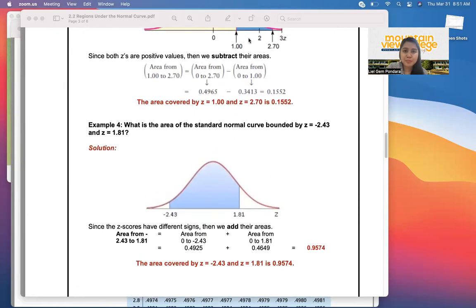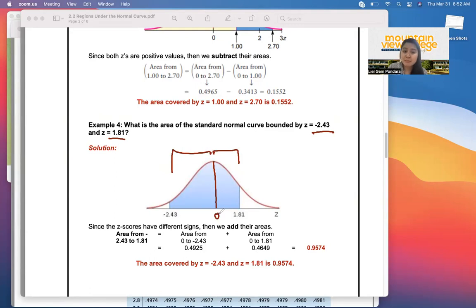Example number 4. What is the area covered from z equals negative 2.43 to 1.81? Here, it's like this one. Let's draw a 0 here. The other is from 0 to negative 2.43. The other is from 0 to 1.81. If you see, based on the drawing, you need to add them. So without memorizing the rule, there are different sides, so you need to add them.